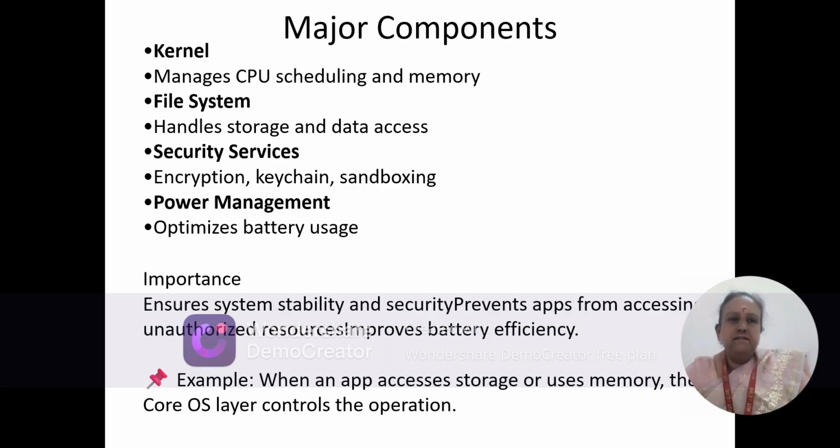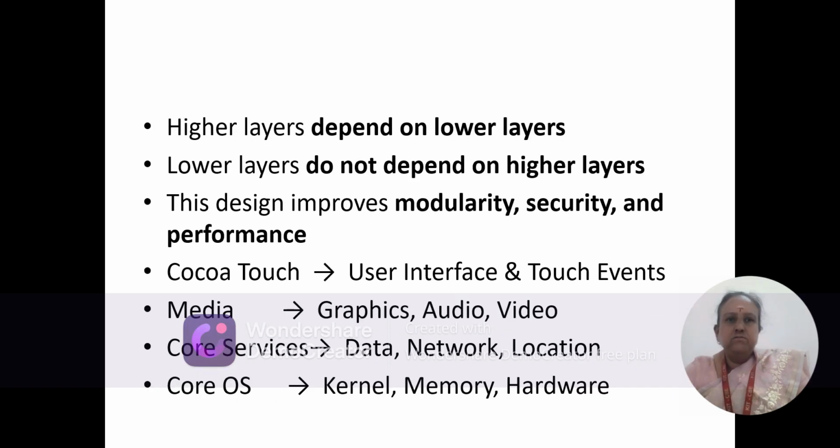All this is handled here, and especially it optimizes the battery usage. The power is saved whenever it is necessary. So that is what is here, the components built through this particular layer. When an app accesses storage or uses the memory, the core OS layer controls the operation. So the higher layer always depends on the lower layer. The lower layer does not depend on the higher level.